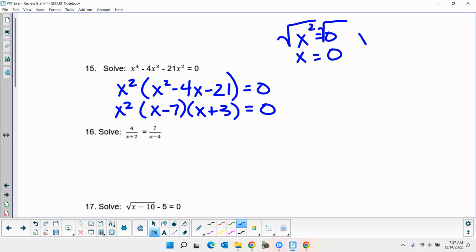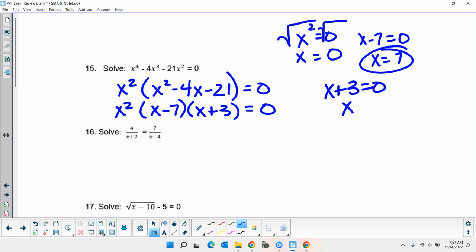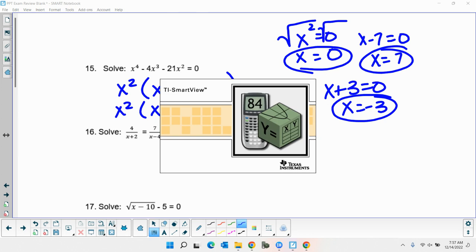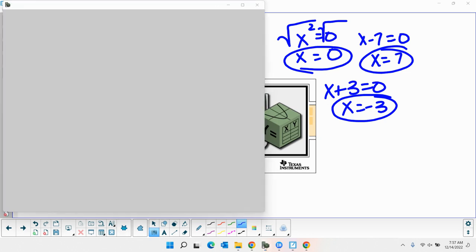You got x minus 7 equals 0. So x equals 7. And you got x plus 3 equals 0. So x equals negative 3. So there's your 3 answers. 0, 7, and negative 3. If you wanted to, you could put it in your calculator and graph it and just see where it crosses the x-axis, right? Those are the zeros. Those are the answers. All right.